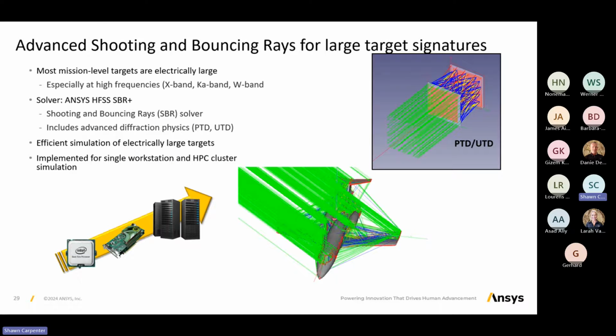So for the large space analysis, typically we use shooting and bouncing rays based on the physical optics framework. Again, this is pretty well known as being a kind of a preferred method for very large target simulation. And in our simulator, we can include advanced diffraction physics like the physical theory of diffraction, uniform theory of diffraction, creeping waves, geometric object blockage, and so forth. And this is a great tool to turn to for efficient simulation of electrically large targets. It is massively parallelized so that we can take advantage of multi-core CPUs and also GPUs, and then you can take advantage of HPC, high performance computing clusters that have multiple CPUs and GPUs to compute these very, very quickly.